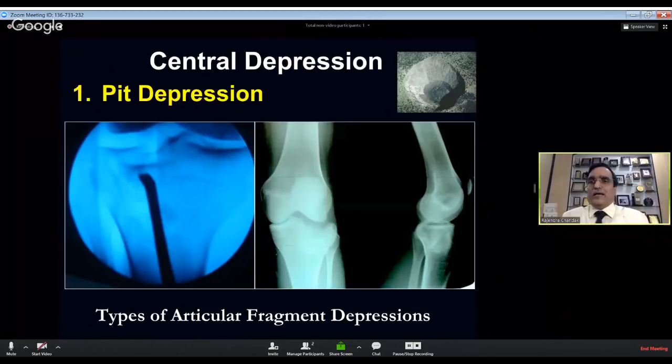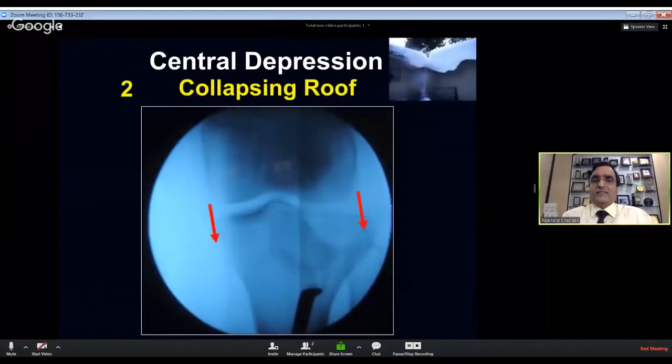form of a pit. As you can see on the image, it's a pit which has gone in. The second common type of central depression is a collapsing roof. Look at the image. Here, the whole rim is intact and the central roof is depressed. And this is one of the easiest to elevate, and the methodology of elevation also is very typical.